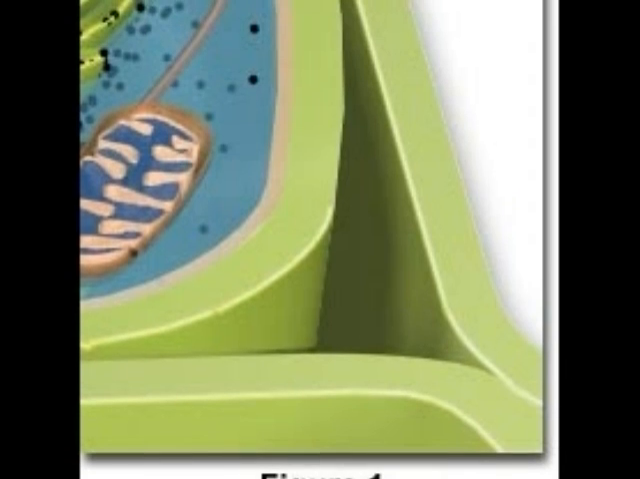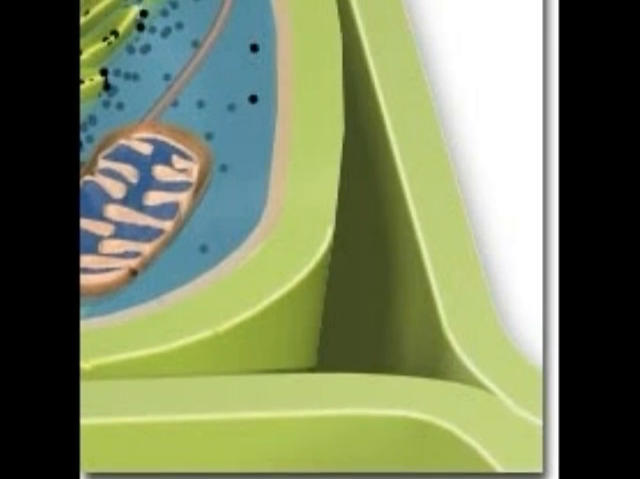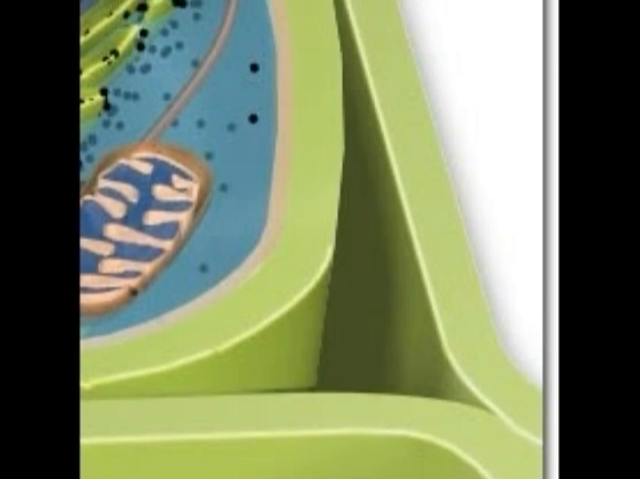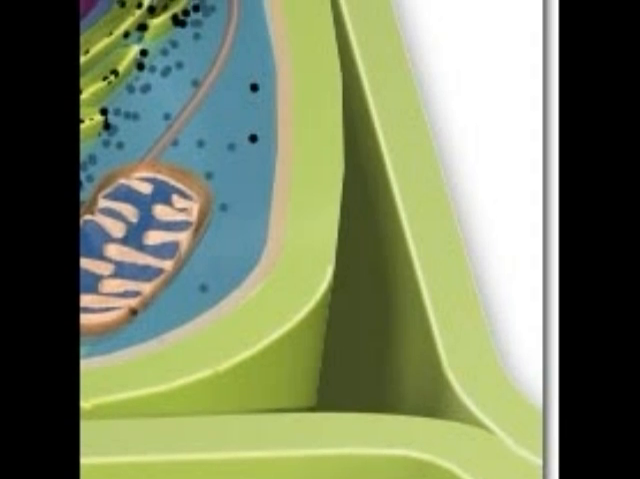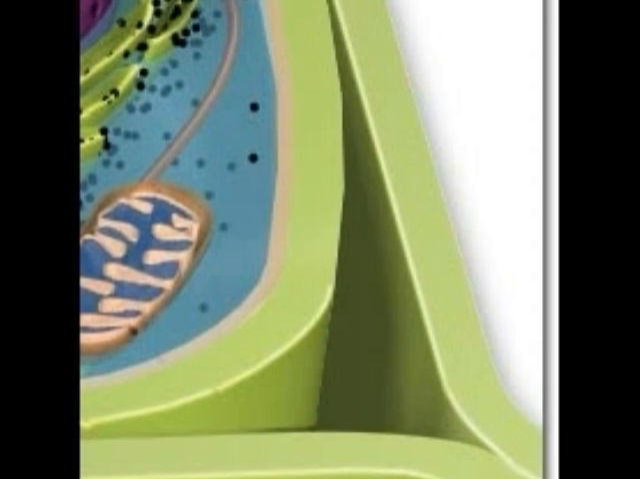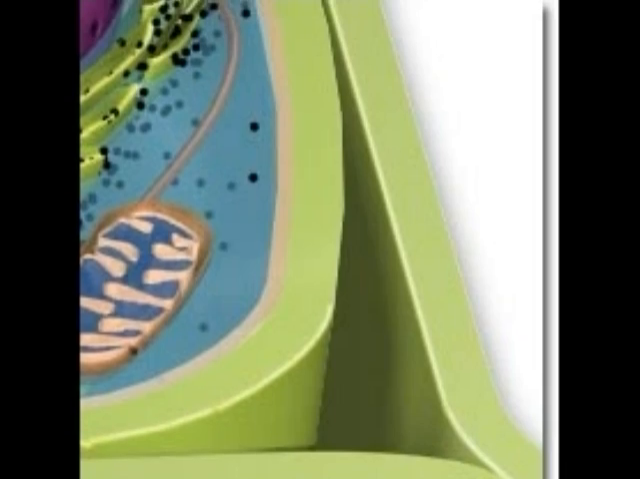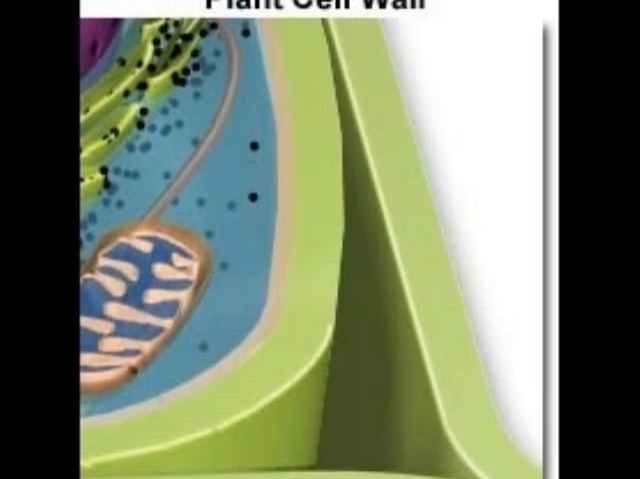The cell wall is a cell part that is only found in the plant cell. It is located outside the cell membrane and provides plant cells with structural support and protection, in addition to acting as a filtering mechanism.